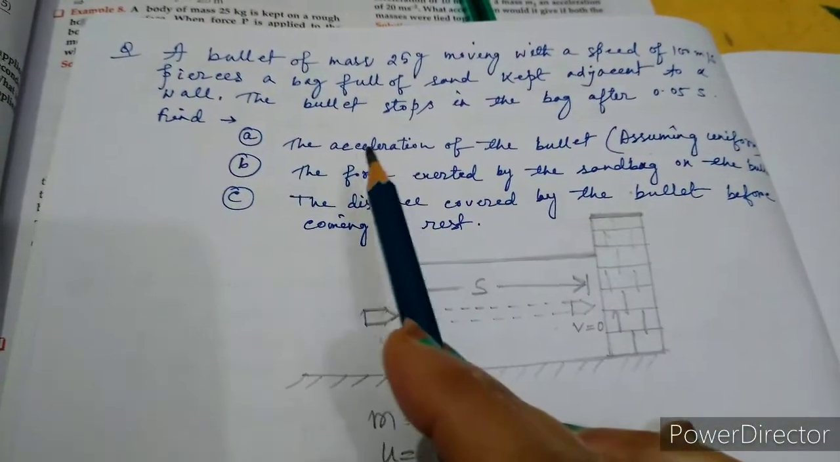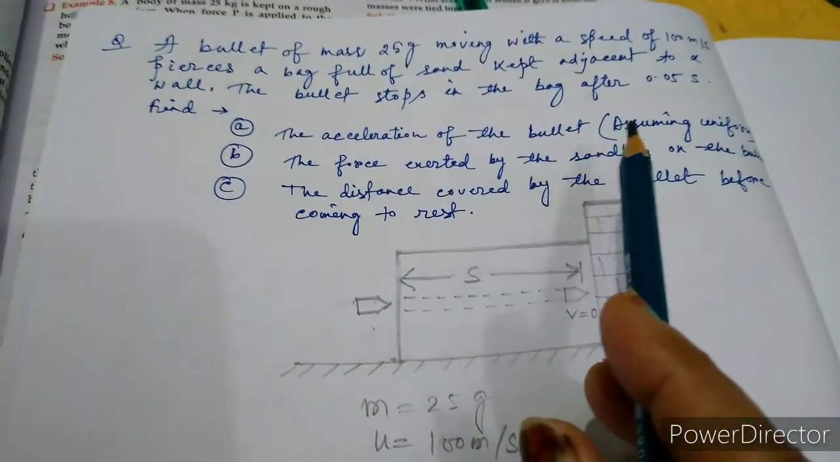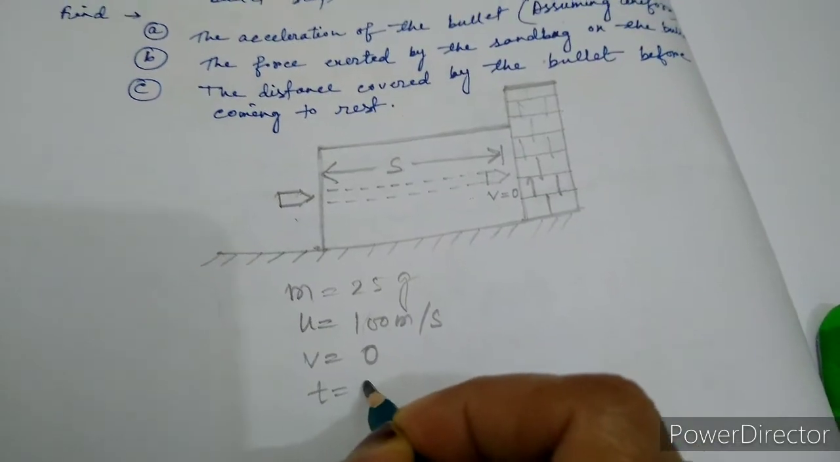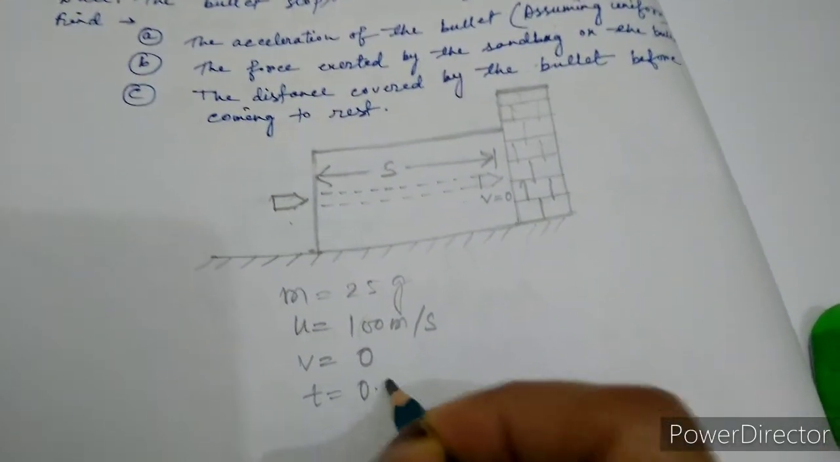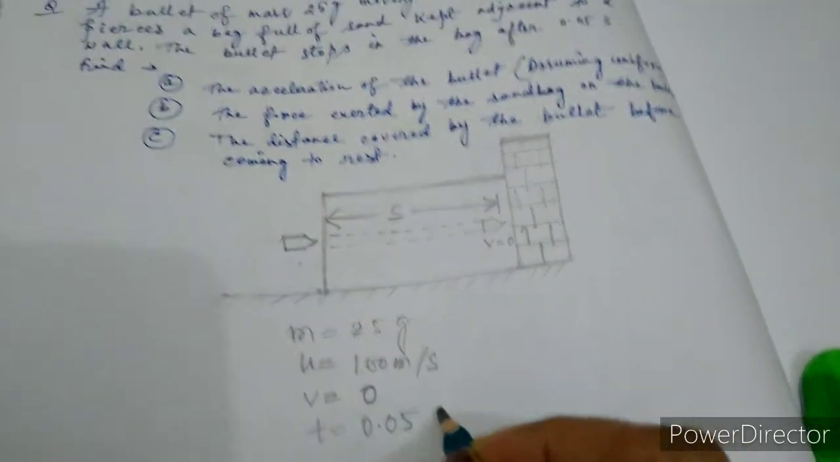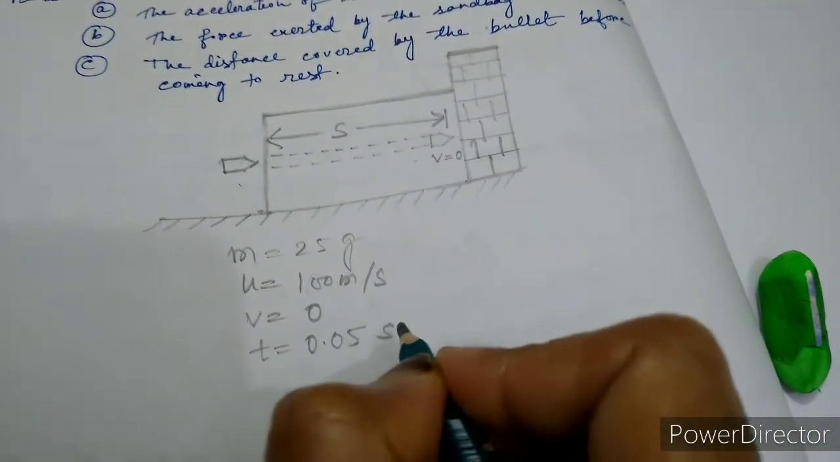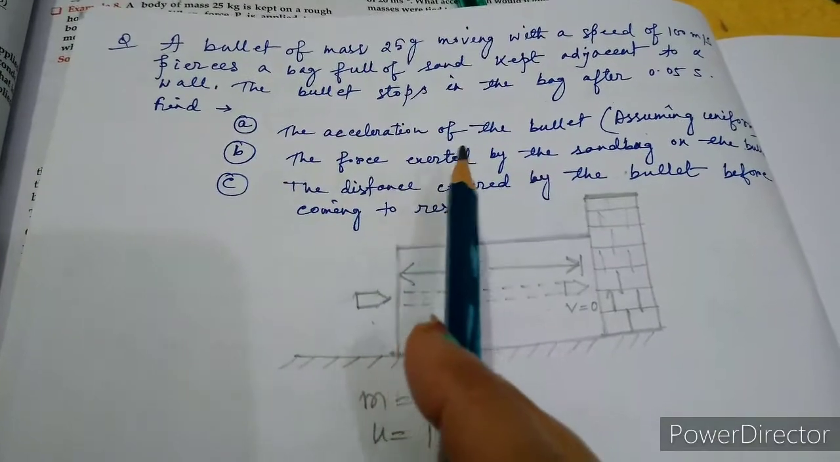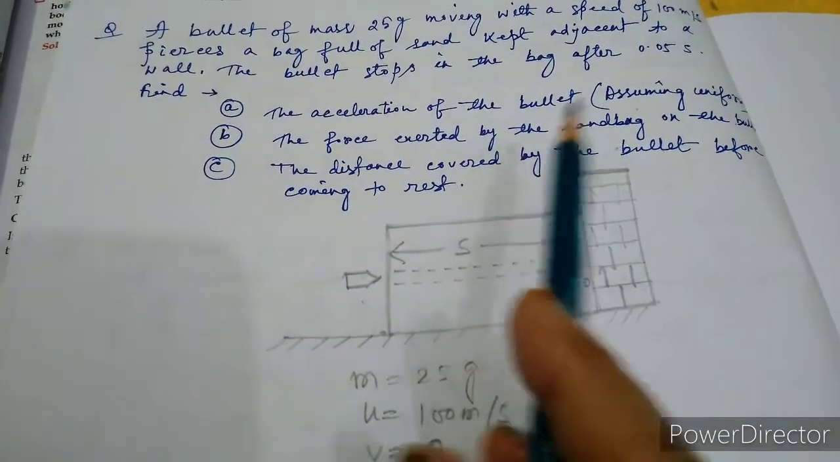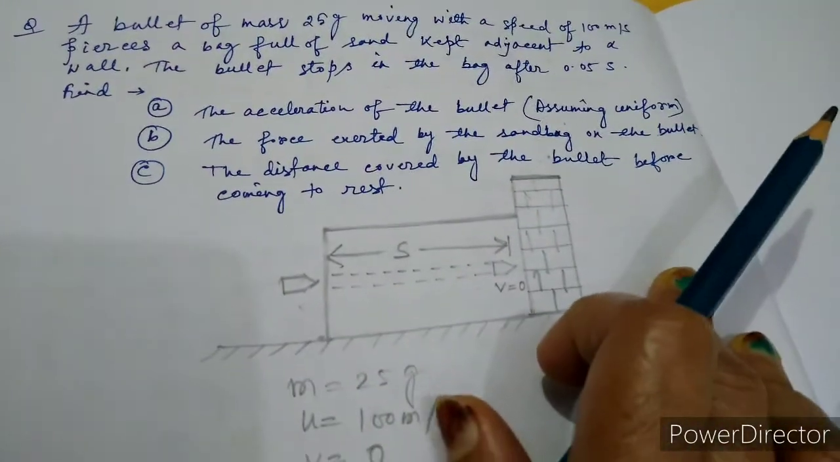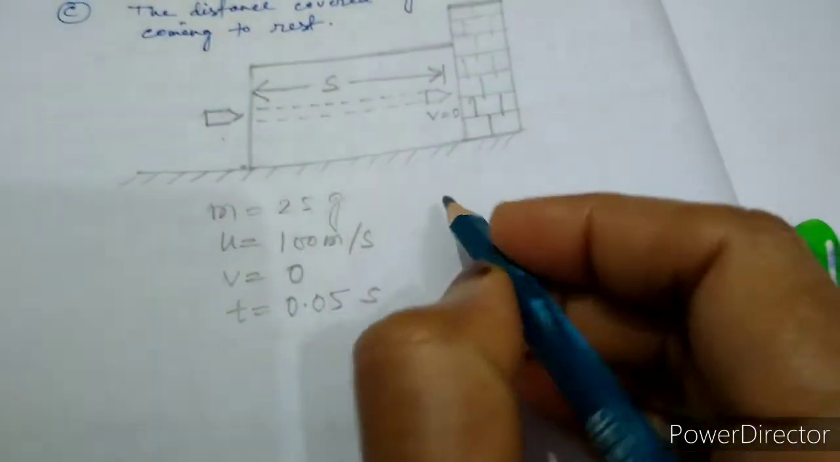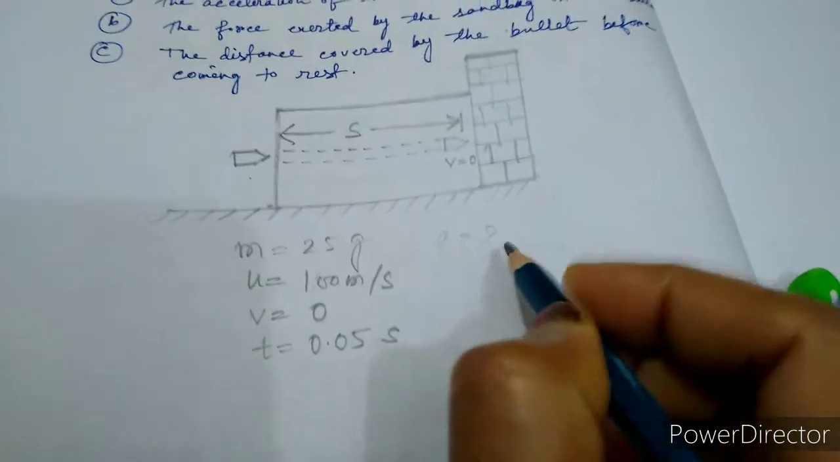Okay. So it is written that the bullet stops in the bag after 0.5 seconds. So before becoming rest, it was accelerated for 0.5 second. So we can write t is equal to 0.5 second. Now you have to find the acceleration of the bullet, assuming uniform acceleration. So you have to find what? That is, a is equal to what?